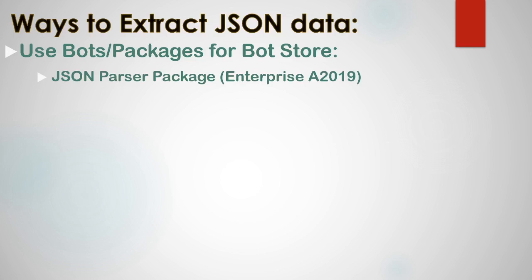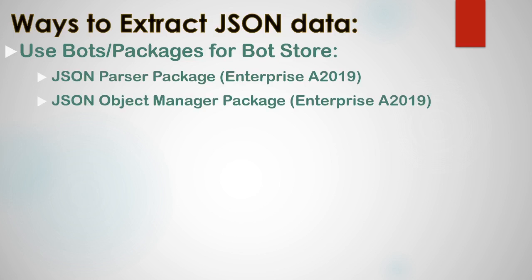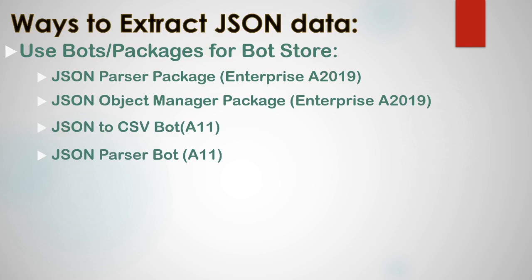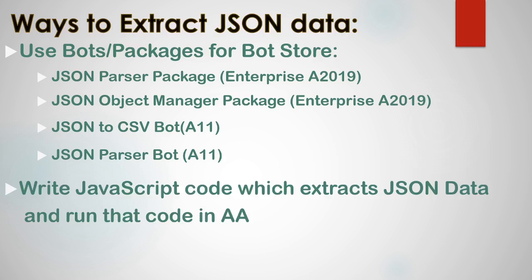For example, we have JSON Parser package, JSON Object Manager package, which are available only under Enterprise A2019 version. And for A11 version, we have JSON to CSV Bot, JSON to Parser Bot, which can be used both in community and enterprise of A11 version. Now, next way to extract JSON data is to write a JavaScript code which extracts JSON data and run that code in Automation Anywhere. And the next way to extract JSON data, which we will use in today's session, is the string operations. So let's look into string operations in a bit detail.